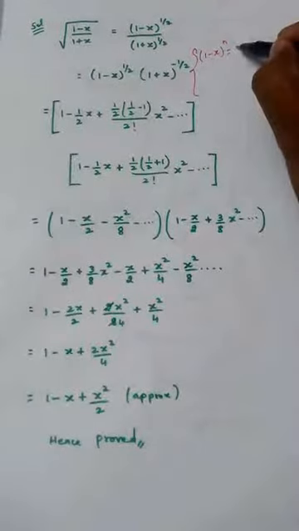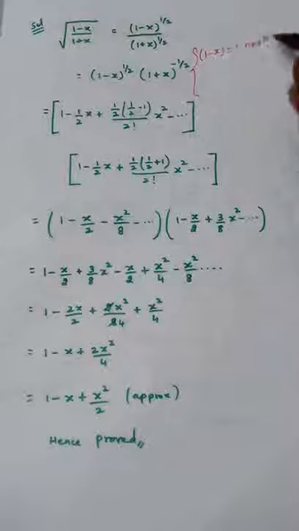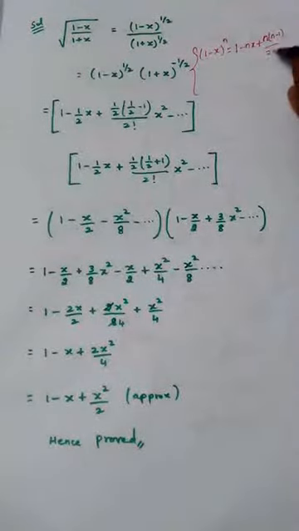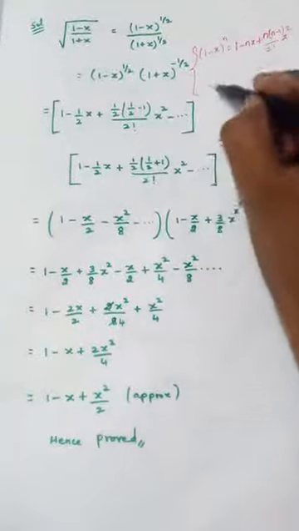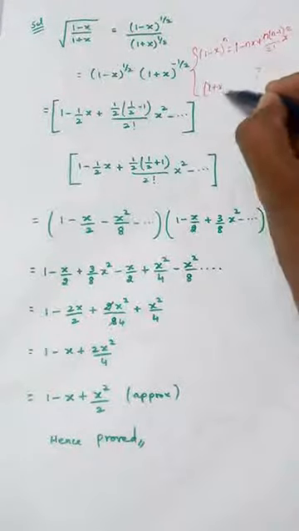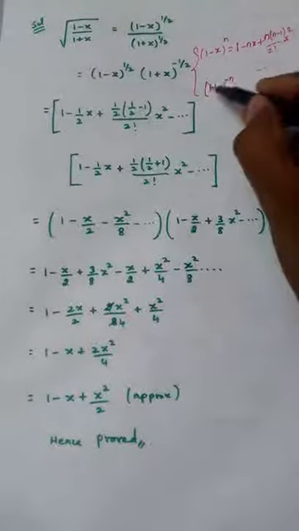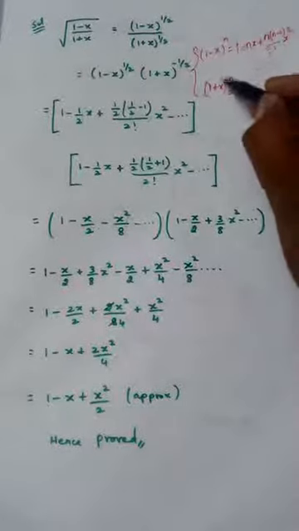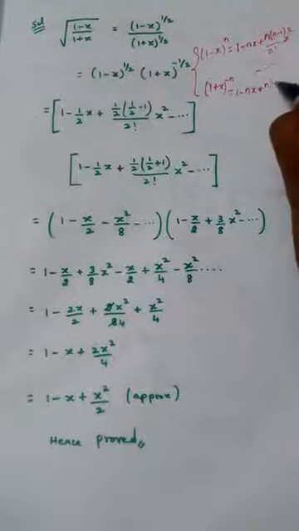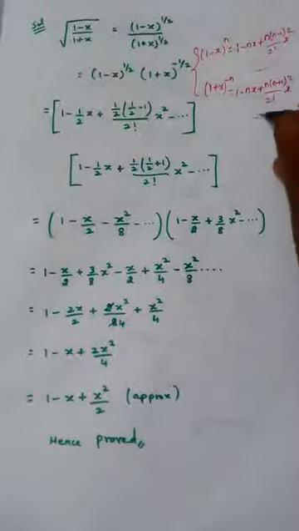What is the formula? Alternative symbols: 1 minus nx plus n into (n minus 1) by 2 factorial x square minus etc. It will go like that. For the other formula, it will come as (1 plus x) whole power minus n. Now plus and minus, so again alternative symbols: 1 minus nx plus, but since the power is negative, I should write (n plus 1) by 2 factorial into x square minus etc.